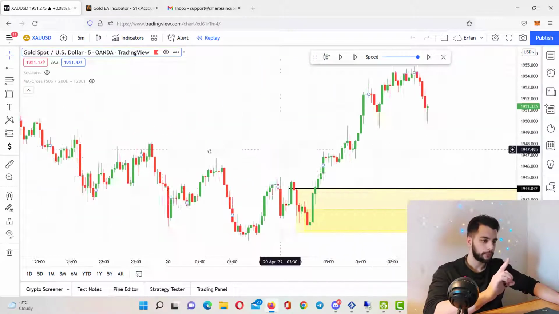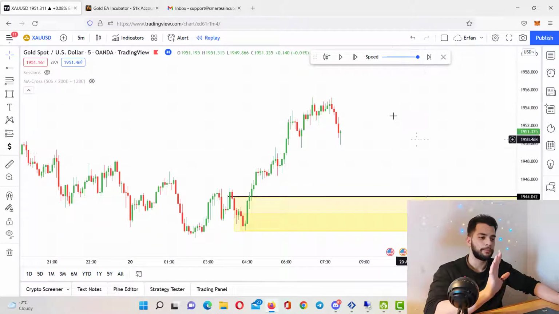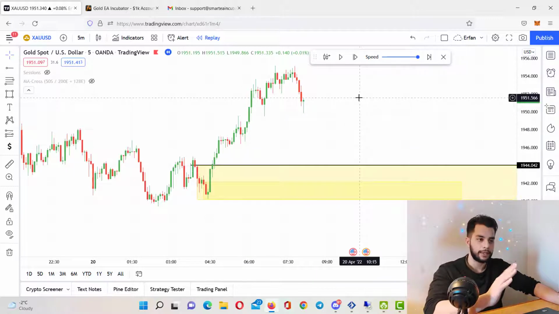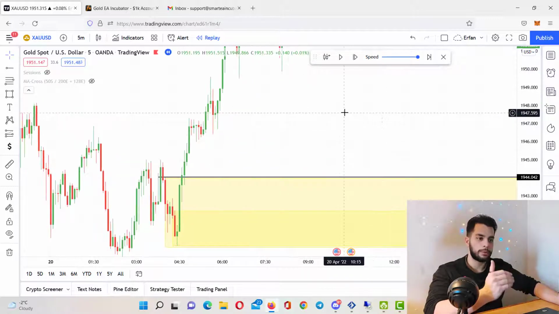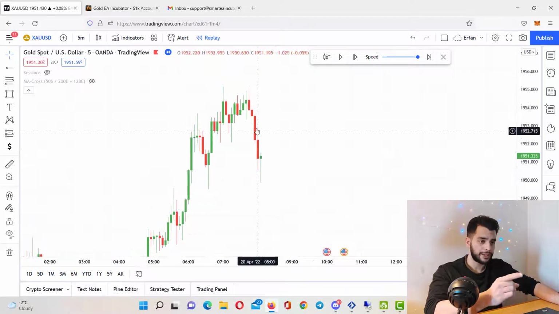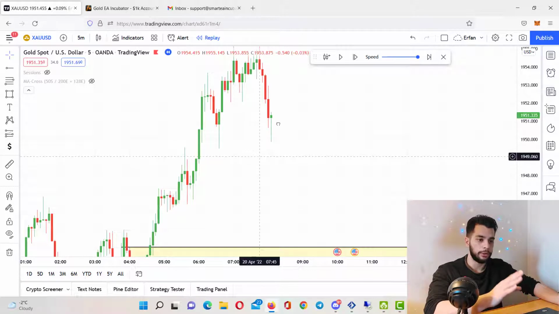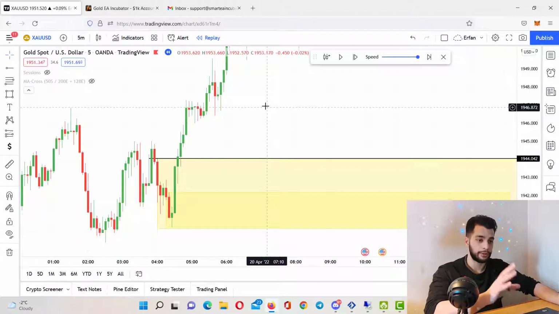Yeah. So the price was exactly right here when I opened the gold chart. And again, I did the same thing. I was trying to look for high probability supply and demand zones on the 5-minute time frame. And as you can see, there is nothing here. There's no high probability order block, or I would say high probability supply and demand zones, on the 5-minute time frame.